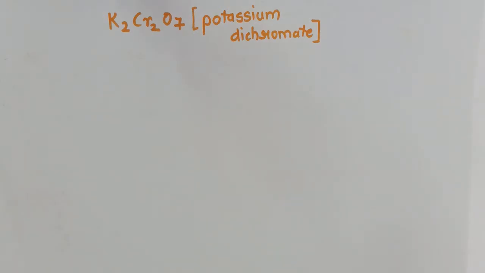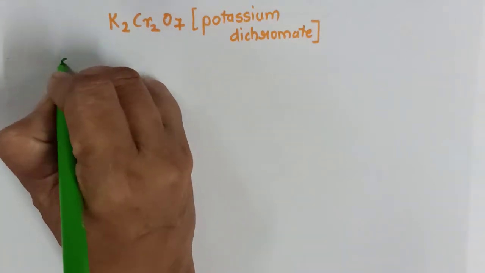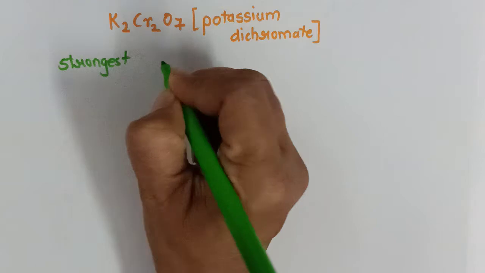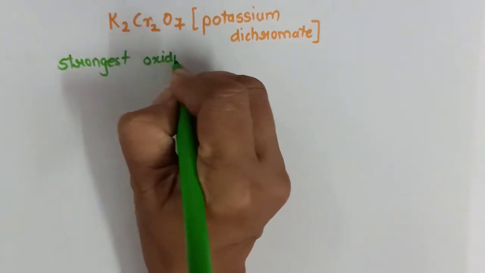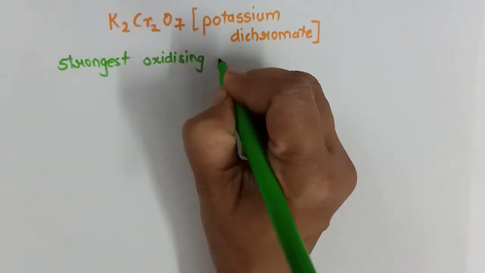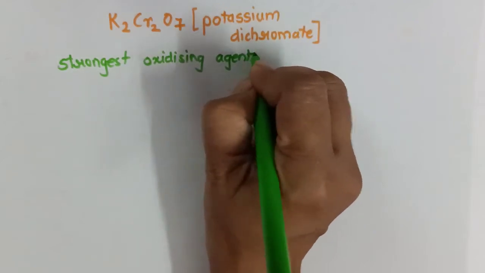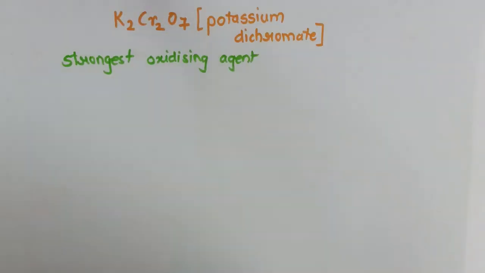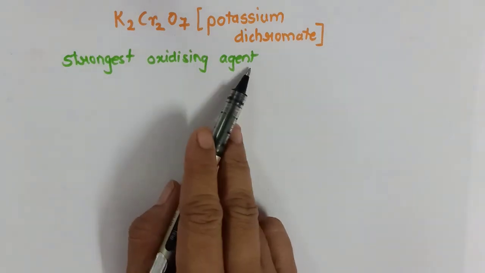Hello students, in today's class we'll be discussing the preparation method of potassium dichromate, its properties and its various reactions. Potassium dichromate is considered as one of the strongest oxidizing agents. Like KMnO4, potassium dichromate is also a strong oxidizing agent. Now the question is why it is considered as the strongest oxidizing agent.